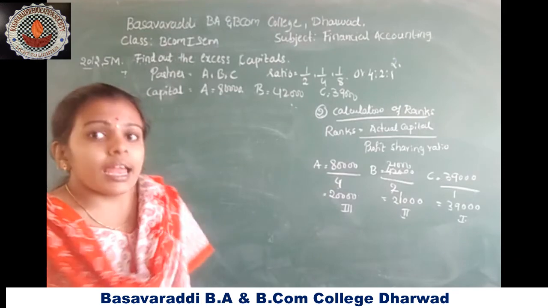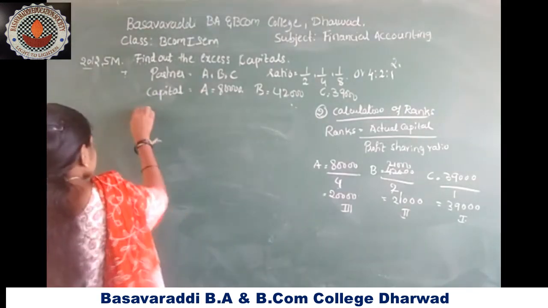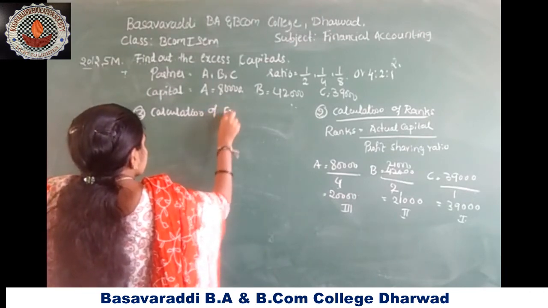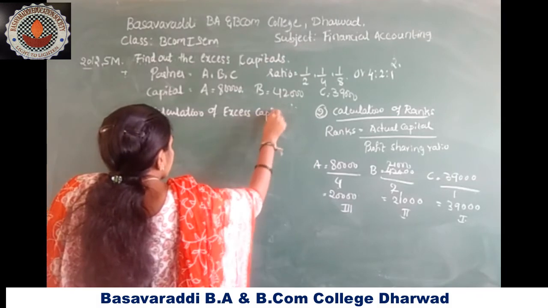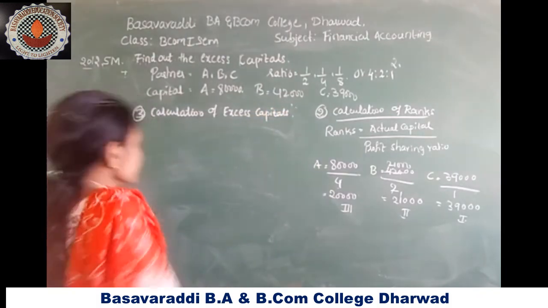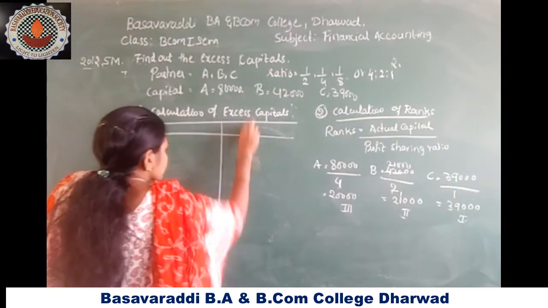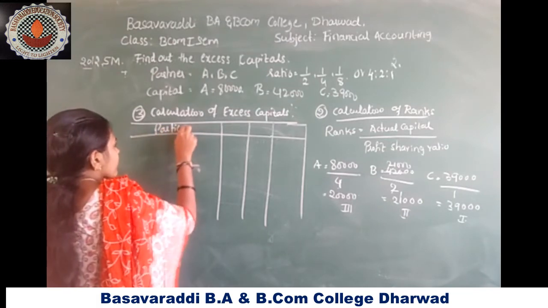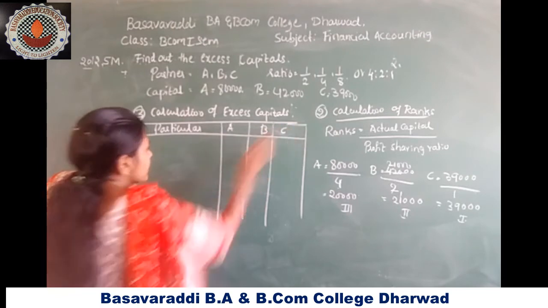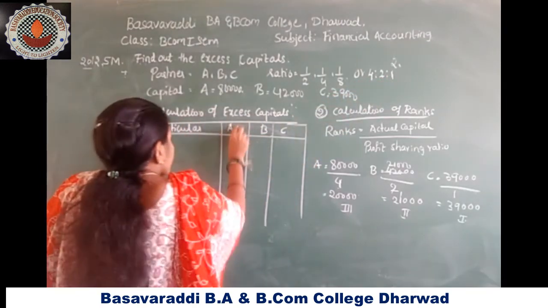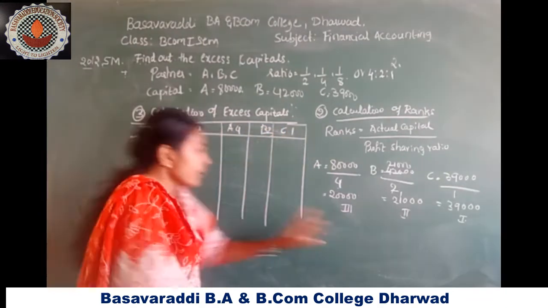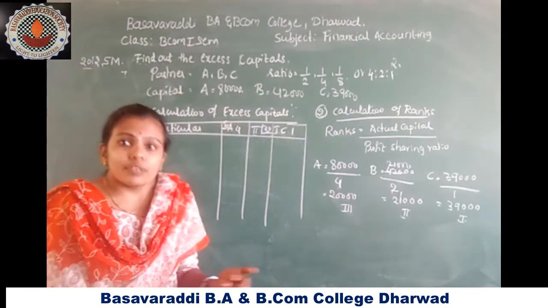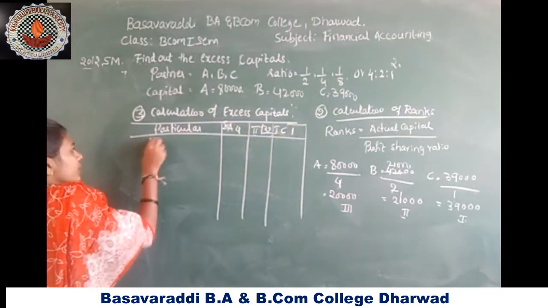Second working note, calculation of ranks, and then third working note, calculation of excess capital. Next, particulars: partner A, partner B, partner C, ratio 4:2:1, and then ranks: third rank A, second rank B, and first rank C.